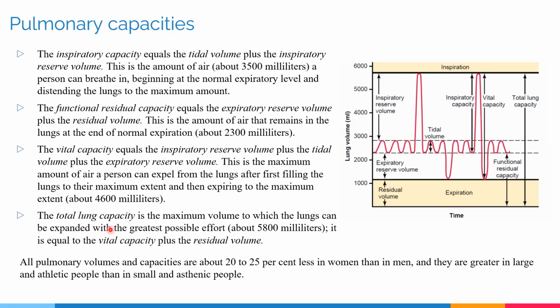Next is the total lung capacity, which is the maximum volume to which the lungs can be expanded with the greatest possible effort, which is about 5800 milliliters. It is equal to the vital capacity plus the residual volume. And this is the total lung capacity, which spans the entire part of the plot. All pulmonary volumes and capacities are about 20 to 25% less in women than in men, and they are greater in larger and athletic people than in small and asthenic people.